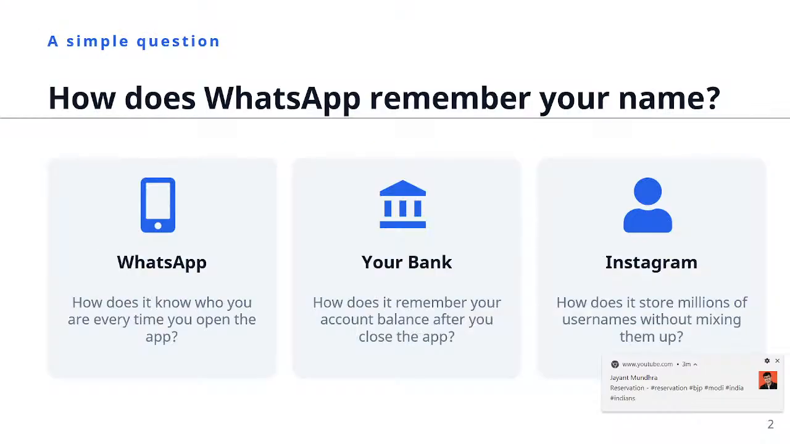Look at these three everyday apps. How does WhatsApp remember your name? Every time you open an app, how does your bank remember your exact account balance? And how does Instagram remember millions of usernames without ever mixing them up? The phone is just a machine made up of metal and glass. How does it remember anything at all? This is the exact question we are going to answer today by explaining what a variable means.